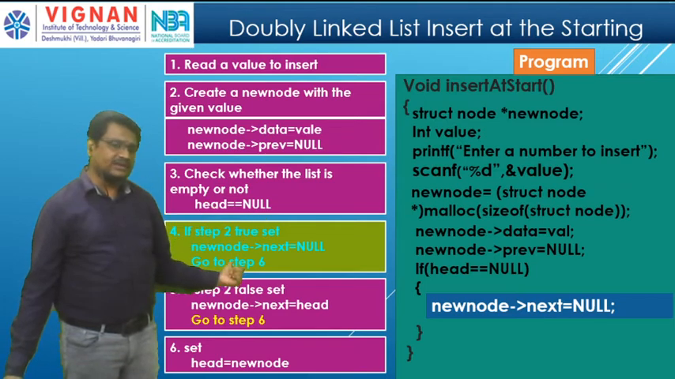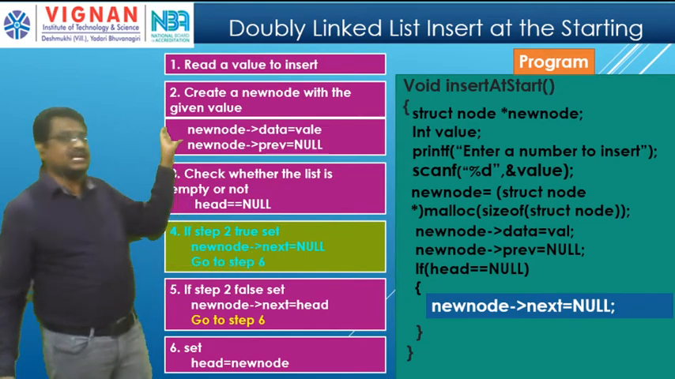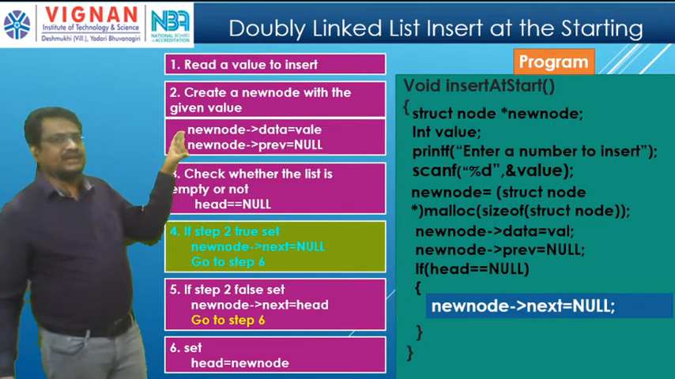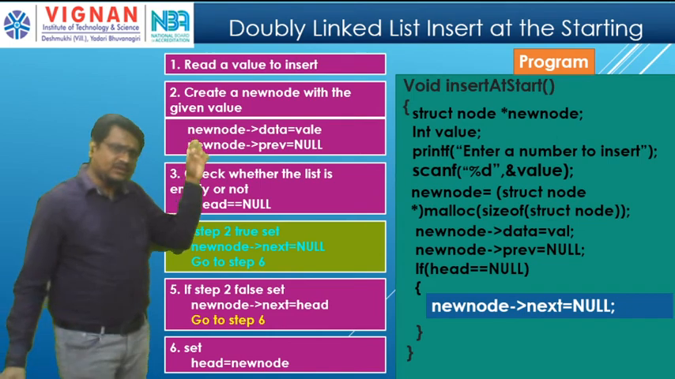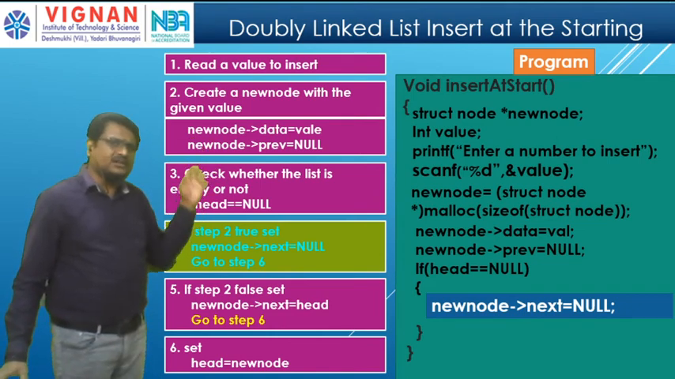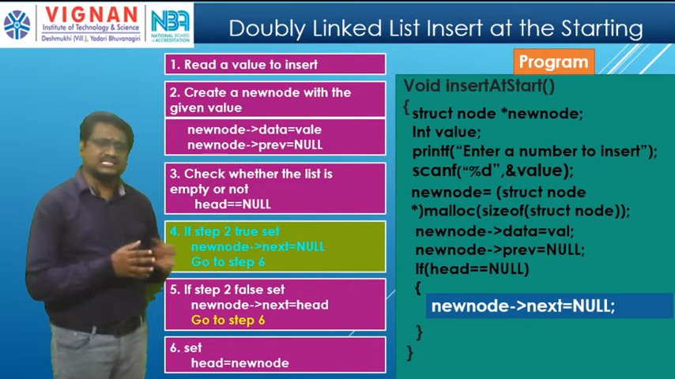So here what I will do, here that new node next value also will become as null. See, clearly see, if I am inserting a value at the starting, the previous value first automatically will become as null. Why? Because there is no previous element. Next, in third field, I am checking whether the given linked list is empty or not.